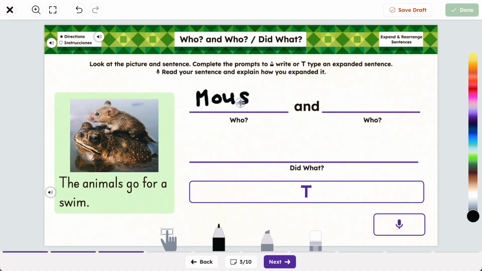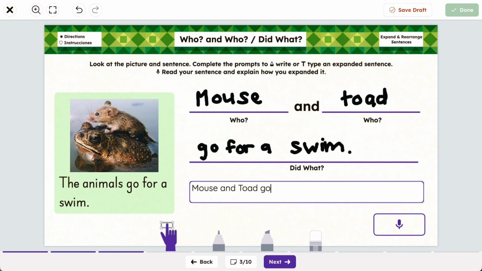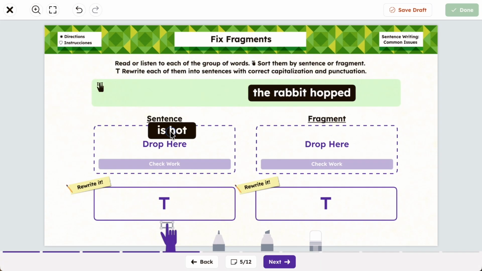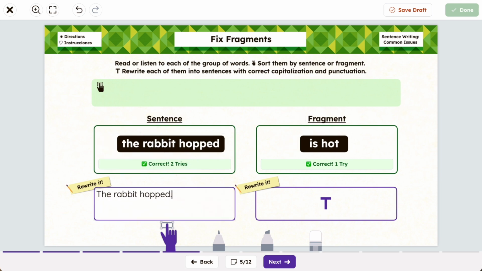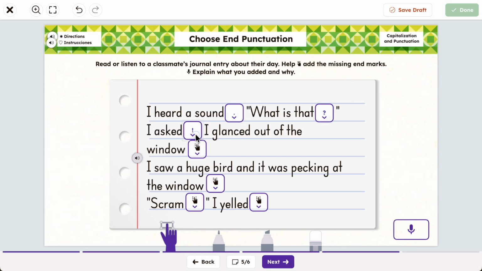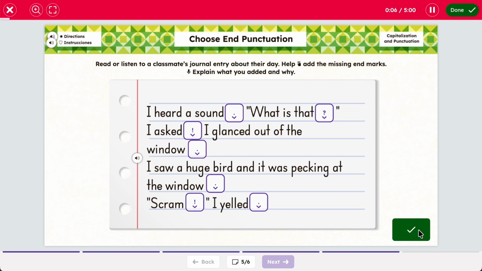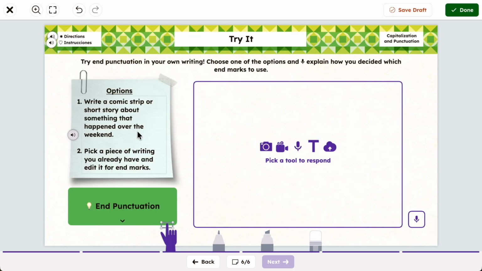Sentence lessons include Dr. Wiley Blevins' frames to help students write, correct, expand, rearrange, and combine sentences. Common issue lessons supercharge students to identify and fix common issues like fragments and run-ons. Finally, capitalization and punctuation lessons guide students through identifying and fixing these common errors in examples and their own writing.